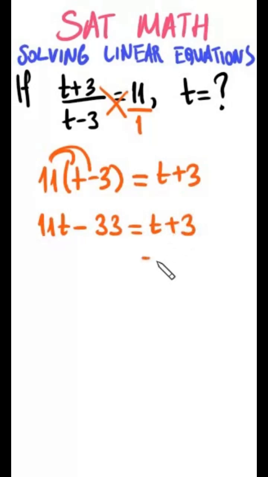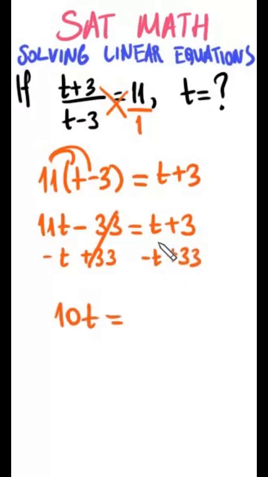And let's subtract t from both sides. And then let's add 33 to both sides. So now 11t minus t is going to be 10t. And these two will be cancelled out. t minus t will be 0. These two will be cancelled out. And 33 plus 3 is 36.